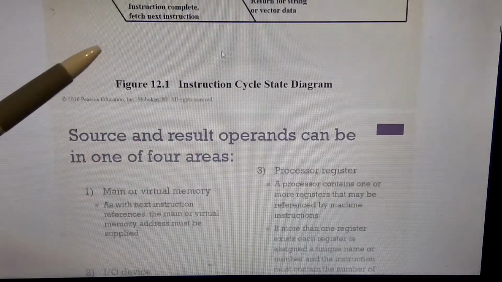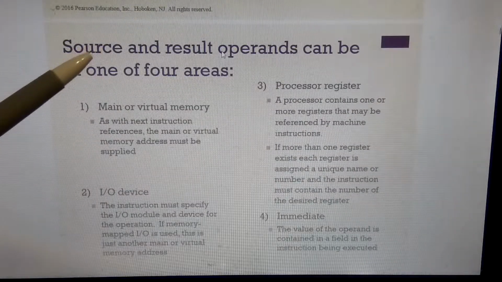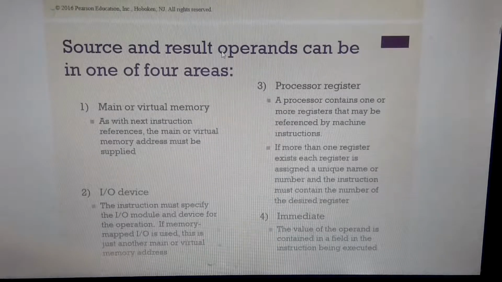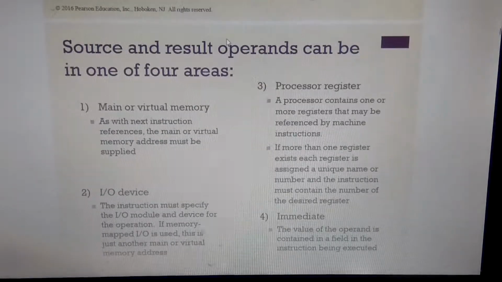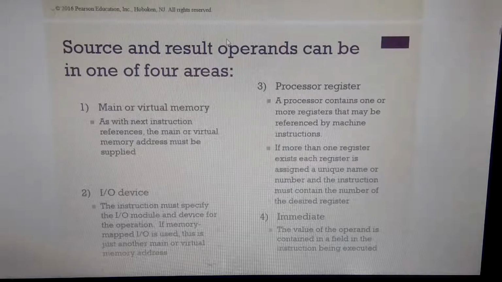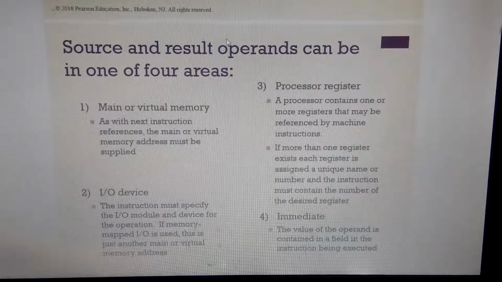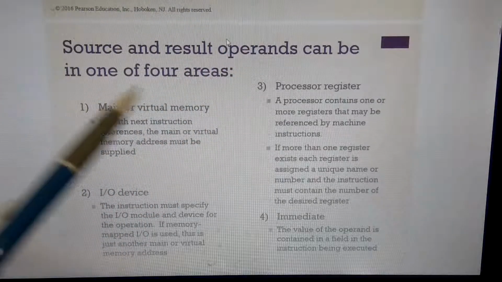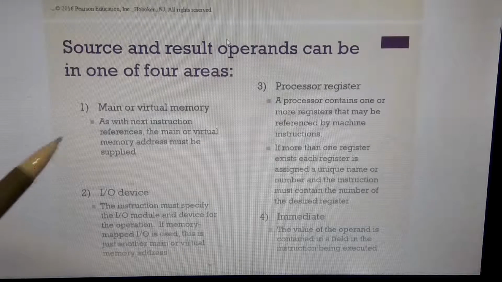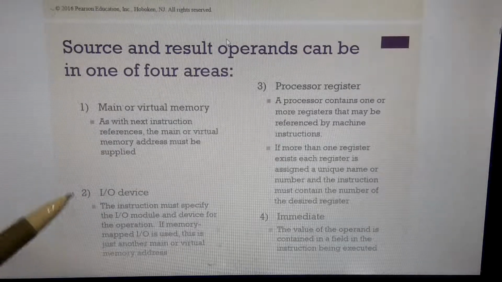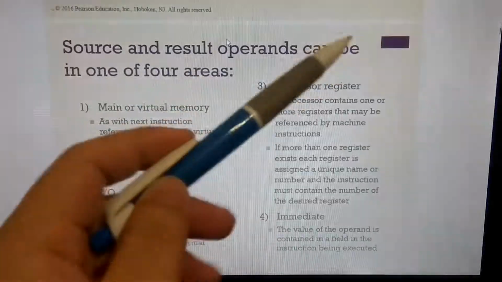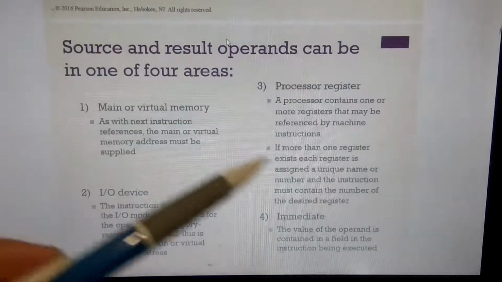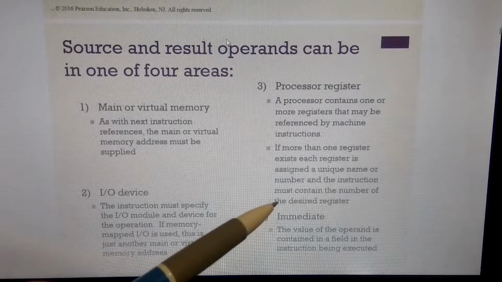And next we'll look at where the elements of the instructions can be used. For example, the source and the result operands can be used in the main and virtual memory, and also the I/O device, the input and output device, the processor registers, and immediate address.